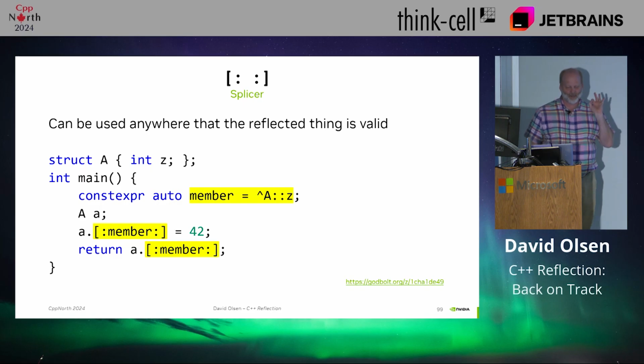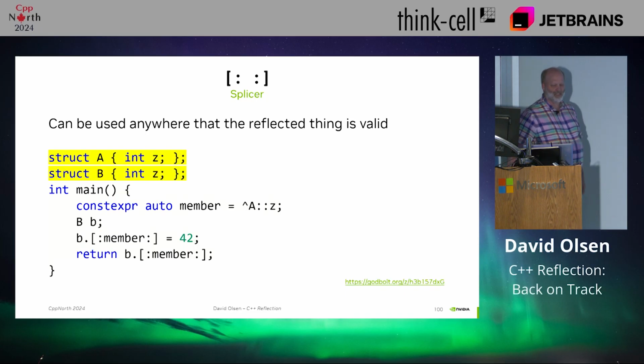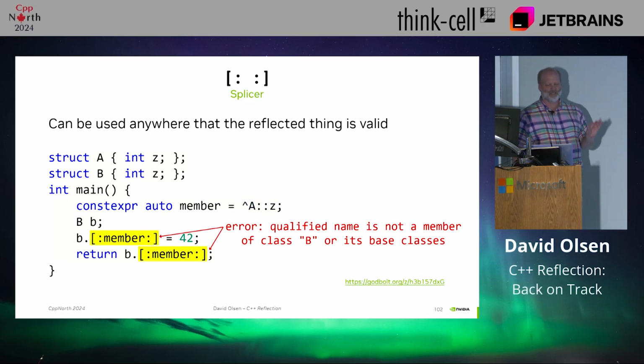And the splice of a data member within a class. We take the reflection of Z within A, and we can splice that back wherever, so on the right side of a dot for an object of type A. But note that the reflection is of the data member Z within A only. It's not any data member named Z. So if we have two classes, each with a data member named Z, when we take the reflection of Z within class A, we cannot splice that into a member expression of an object of type B. The compiler will report an error as shown here.